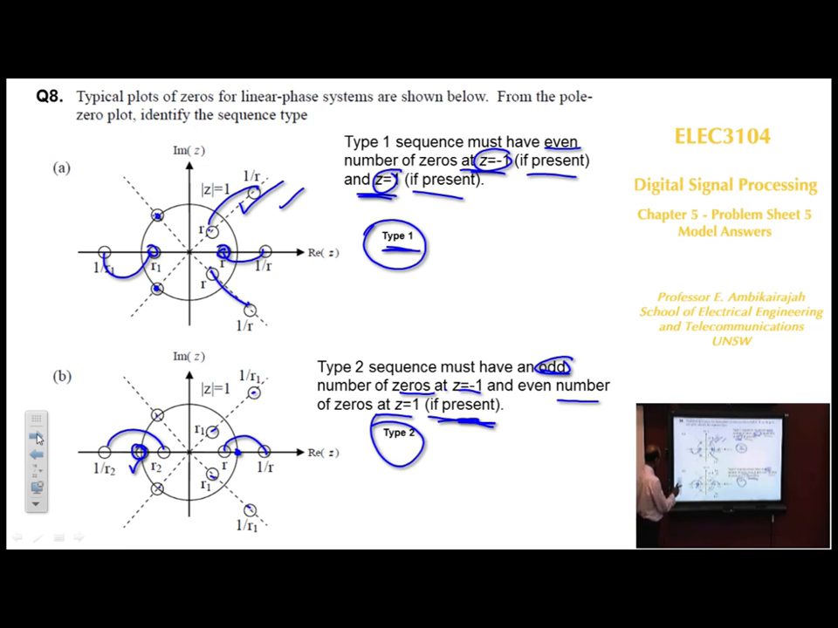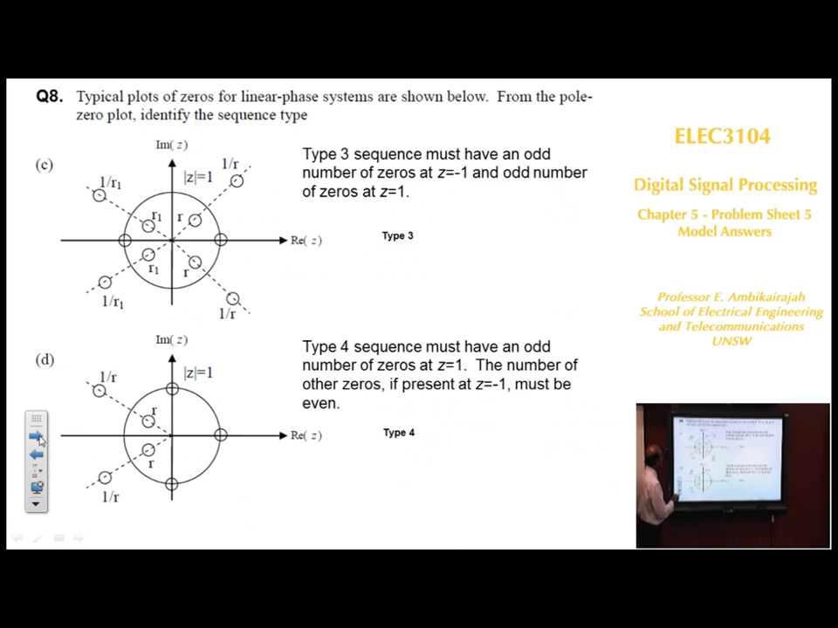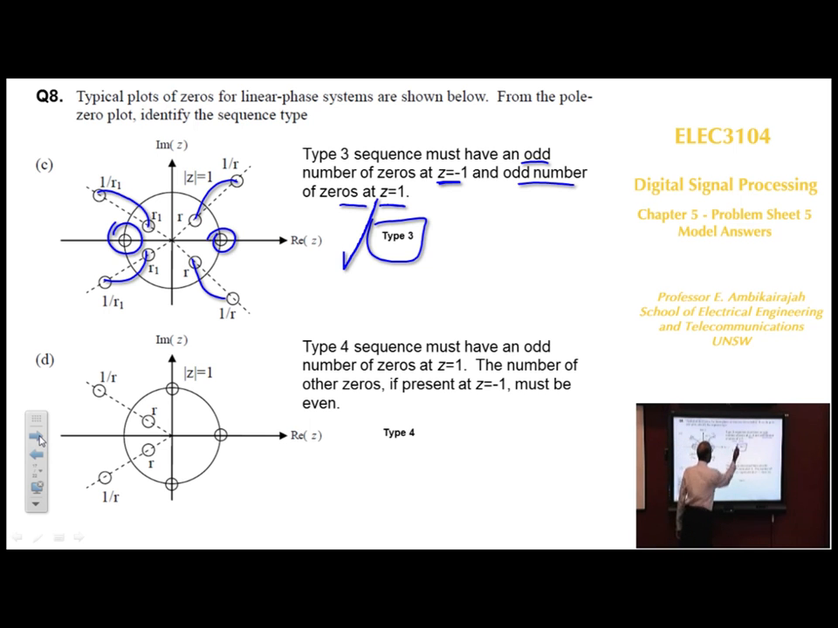Okay. Next one. This is type 3 because it says must have odd number of zeros at z equal to minus 1, and odd number of zeros at z equal to 1, you must have. So that's type 3. This is reciprocal, that's okay. This is reciprocal, this is okay. They got 1 zero here, 1 zero here, therefore it's type 3. Last one is type 4. It says odd number of zeros at z equal to 1. And the number of zeros at z minus 1, if present, must be even.